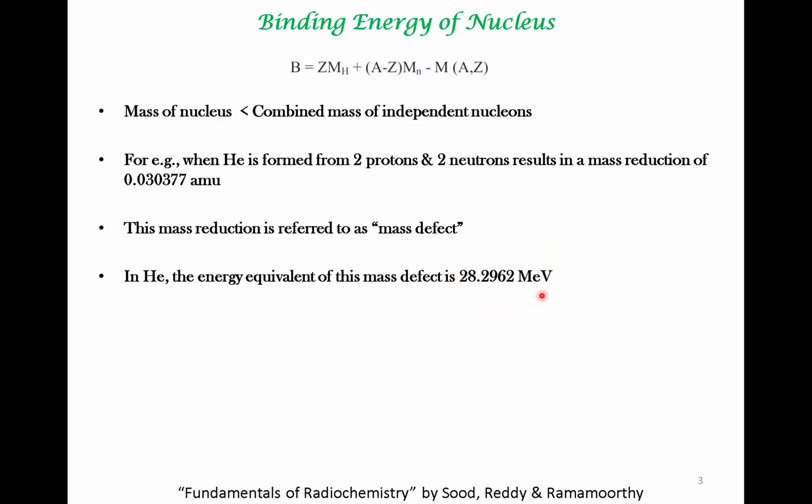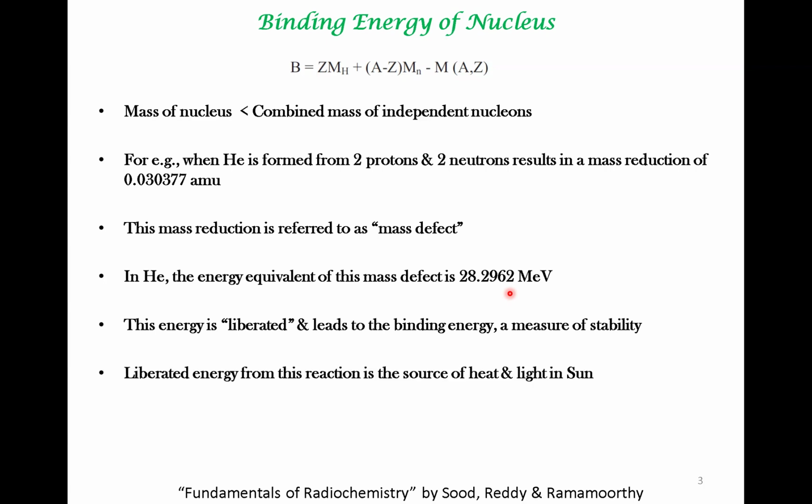So this is the typical unit we use for discussing the energy of nuclear processes. Okay, so this mass combined with c squared will give rise to this particular binding energy. This energy is liberated and leads to the binding energy. Greater the binding energy, greater is the stability.